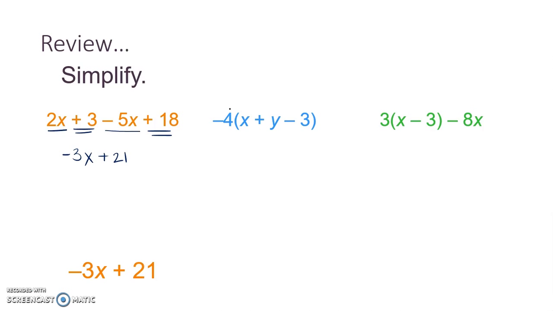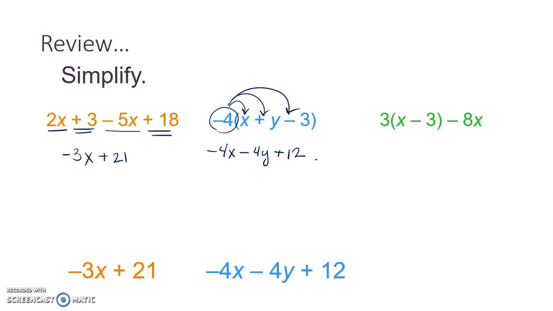Going on to the next one, so we're distributing this time, so we have a negative 4 that we're going to multiply times each of these values here. So I have negative 4 times x will be negative 4x. Negative 4 times positive y will give me a negative 4y. And negative 4 times negative 3 will give me a positive 12. So I have negative 4x minus 4y plus 12.